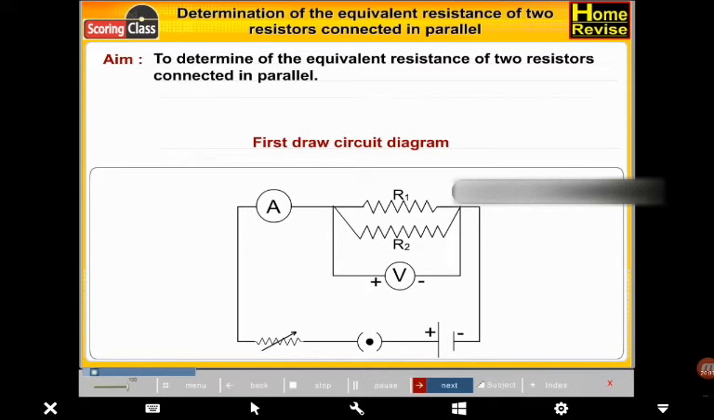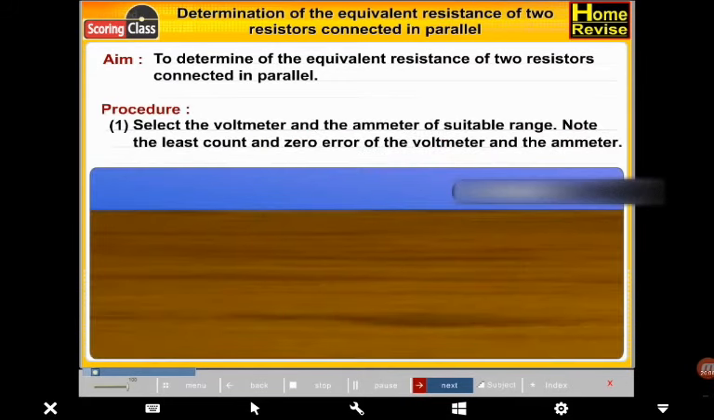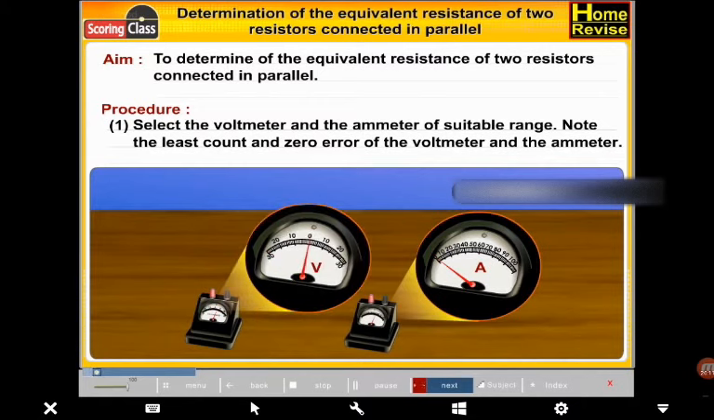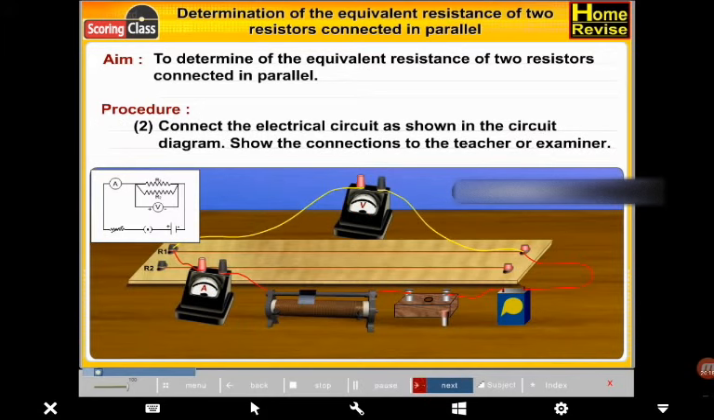Let us first draw the circuit diagram. Procedure. Select the voltmeter and the ammeter of suitable range. Note the least count and zero error of the voltmeter and the ammeter. Connect the electrical circuit as shown in the circuit diagram. Show the connections to the teacher or examiner.